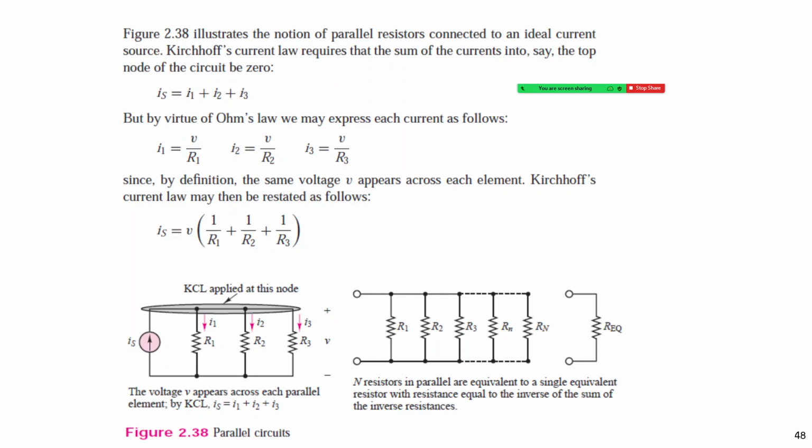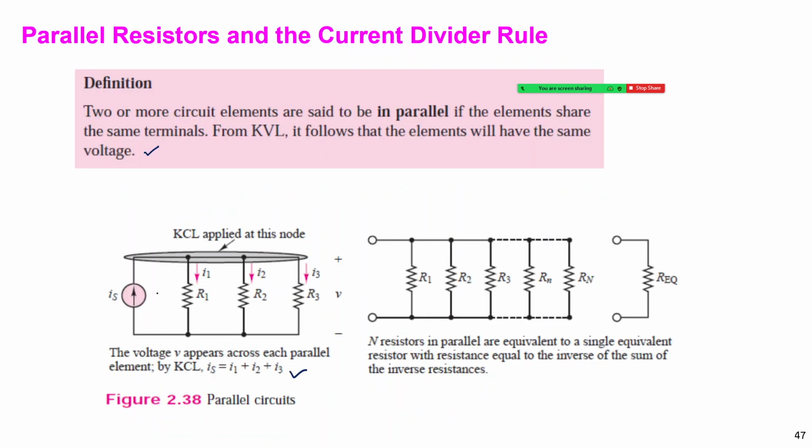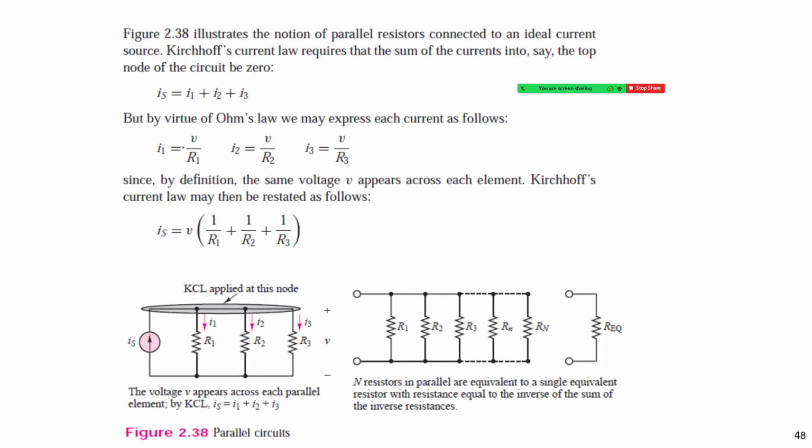So IS is equal to I1 plus I2 plus I3. But what is I1? I1 will be the voltage between these two nodes, so I1 is V divided by R1. I2 is also V divided by R2, and I3 is V divided by R3, right? So you can substitute I1, I2, I3 here. So I1 is V by R1, I2 and I3 are here. So IS is V.